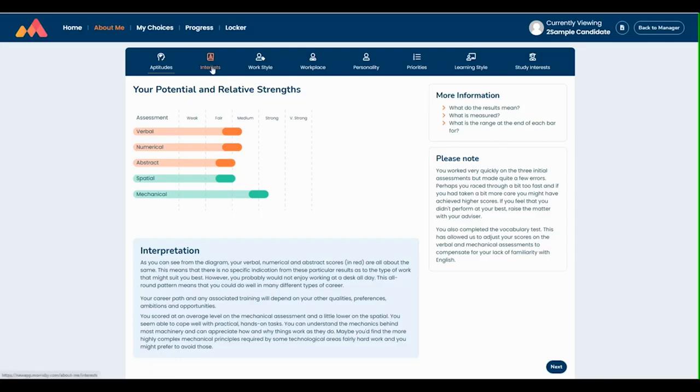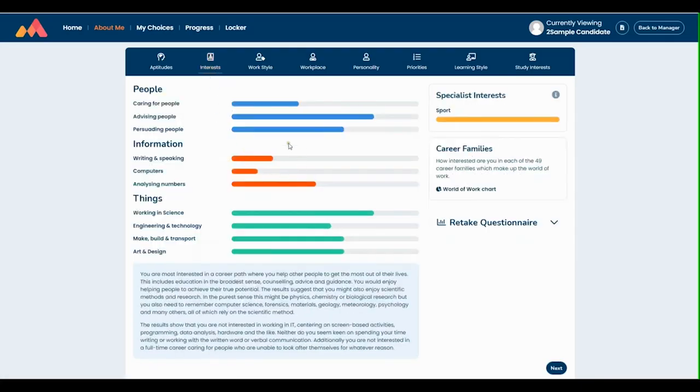So, moving on to interests. The first thing I notice is a low level of interest in working with information. We find that generally when students aren't academically interested, they don't want to stay in school, or at least don't want to carry on in formal education afterwards. They have a fairly strong interest in science, whatever that means for this individual. It could be related to their very strong interest in sport.